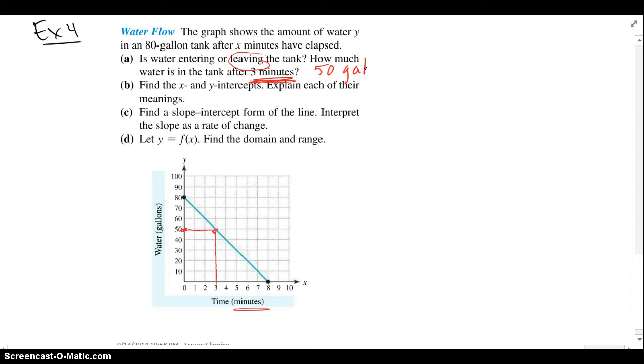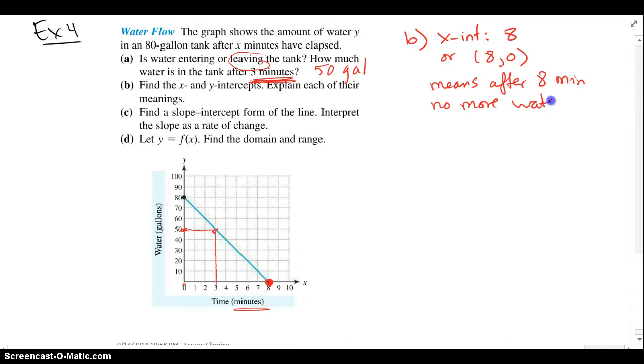Find the x and the y-intercepts, explain their meanings. So for part B, remember x-intercept is where it crosses the x-axis, so that's going to be 8, or you can put it in ordered pair form, (8, 0), and it looks like it's basically when all the water has run out. Right here, the y coordinate is 0, so the x-intercept means after 8 minutes, no more water left. They asked us to interpret the x-intercept as well.